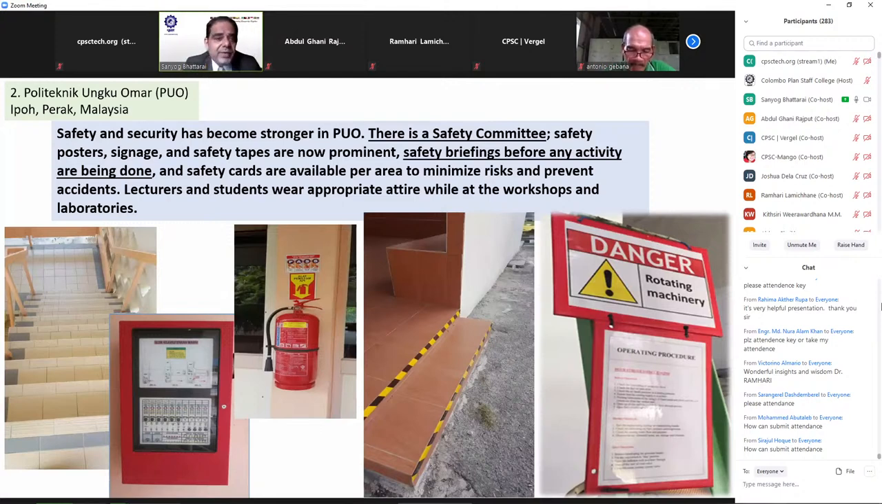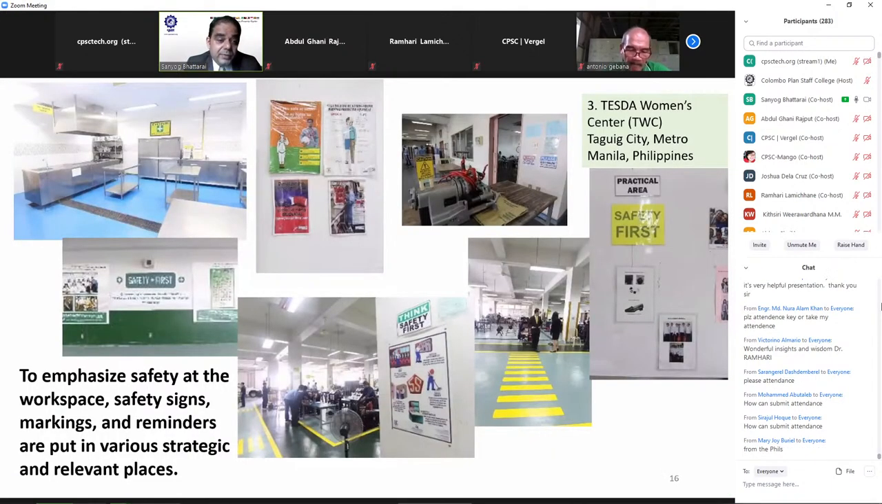Now the Women's Center, you can see Taguig City, Metro Manila. To emphasize safety at the workspace, safety sign, marking, and reminder. So this is very important. Safety sign is like yellow. This is the line, first aid, how to perform first aid, safety first. There is a guideline on how the student can stay safe. You can see the posters of appropriate use of PPE and other safety signage. Everywhere you can see safety first, think safety first.